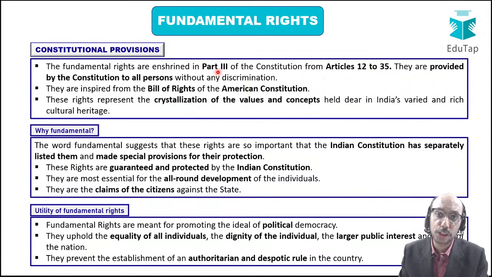For example, in which part are DPSP discussed, or, let's say, what is discussed in Part 17? So within Part 3, fundamental rights have been mentioned. Articles 12 to 35 cover fundamental rights. So you should know this. Both these things are very, very important. Part 3 as well as Articles 12 to 35 are talking about fundamental rights, right? To all persons. So fundamental rights are available to all persons in India without any discrimination.